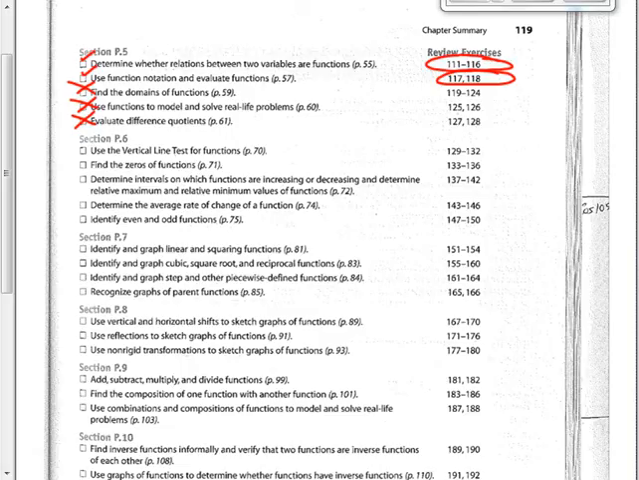P6, use the vertical line test. We worked on that. Find the zeros of functions. That's solving functions. Okay, so you know how to solve functions. Determine intervals where they're increasing and decreasing with relative max and mins. We didn't do that. Average rate of change. We didn't do that. And the even and odd functions. We didn't do that either.